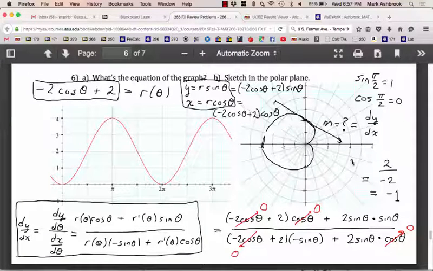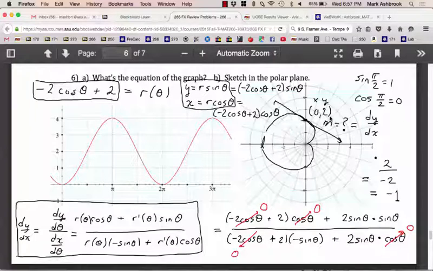So then that just told us that the slope there is negative 1 at that point. So then the equation of that line, we can do it in xy. And so we just need, what is that y-intercept right there? So at pi over 2, we're at a radius, or an r value, of 2. So what xy point is that? 0, 2, right? In xy.